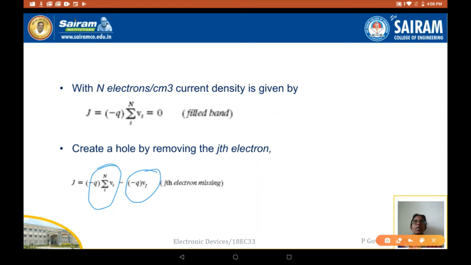uncompensated electron. Its current contribution is minus Q times minus Vj, which is equivalent to that of a positively charged particle with velocity plus Vj. For simplicity, it is customary to treat empty states in the valence band as charge carriers with positive charge and positive mass. So next, we will be discussing the analogy of the holes in a semiconductor.